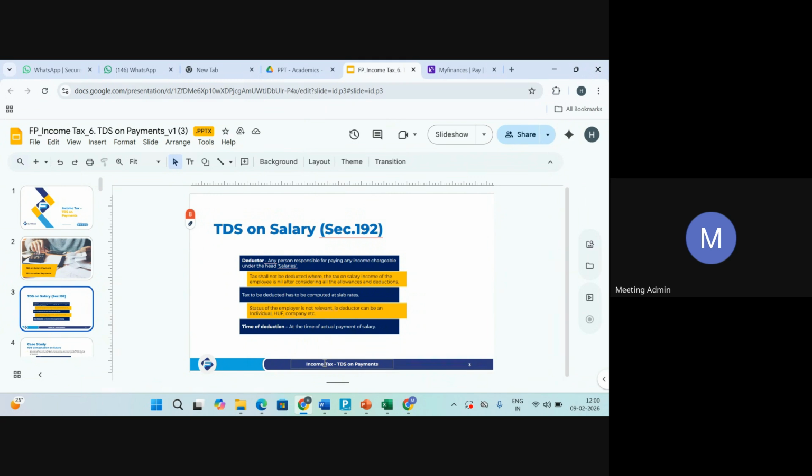Also, the time of deduction. At what time do they have to deduct this tax amount? At the time of actual payment of salary. While paying the actual salary, before that they have to deduct this particular tax and then give the salary to the employees. Is that clear?